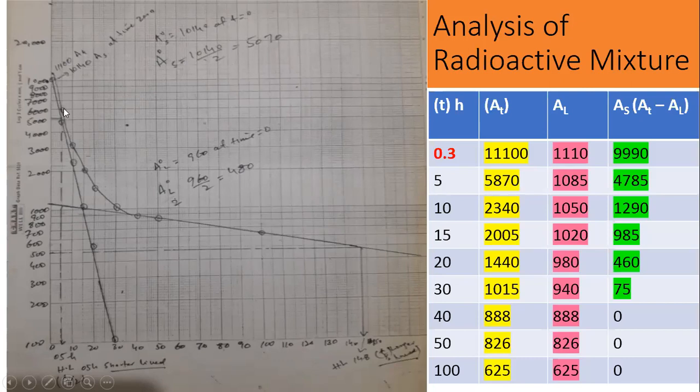This is the 5 hour, and this is the point at 5870. Again, 2340, and 2005. Similarly, this point is 1440, 1015, and 888, and so on, 826 and 825. I have just skipped a few of the points to make it clear over here.